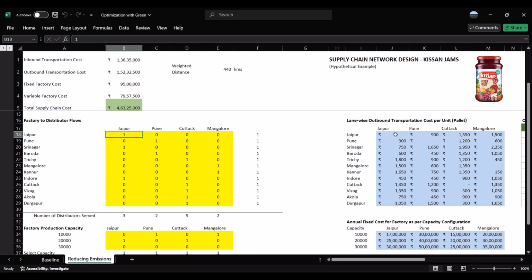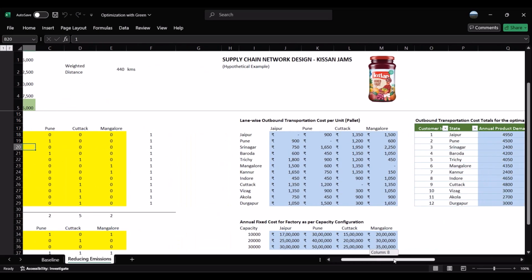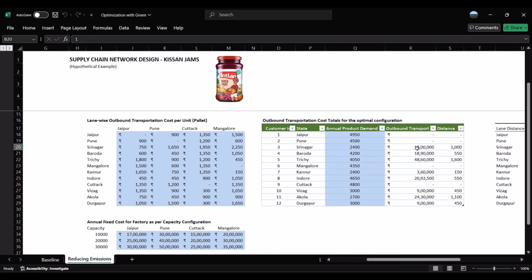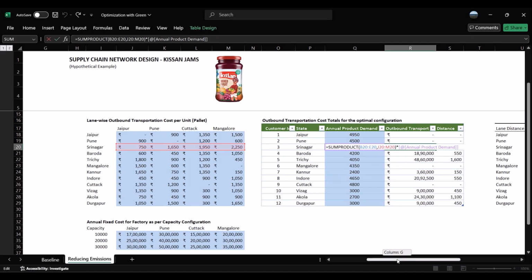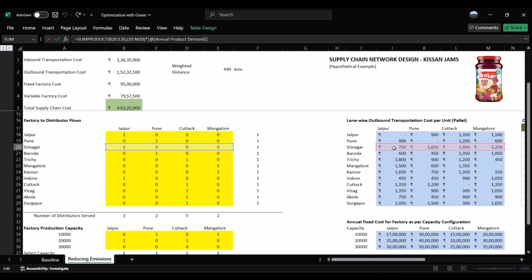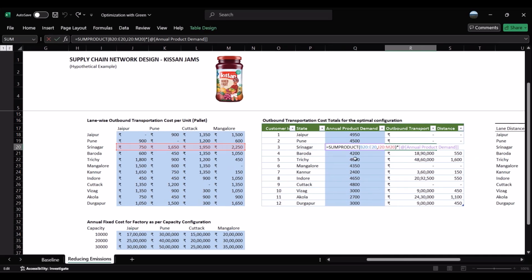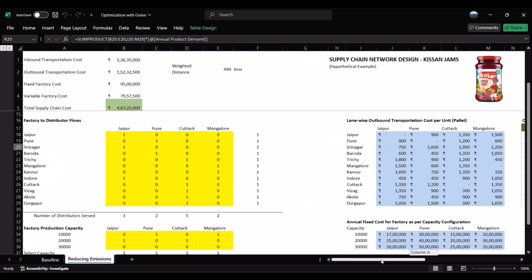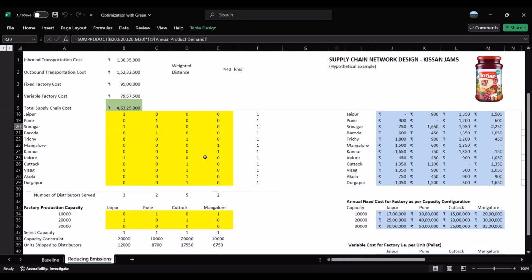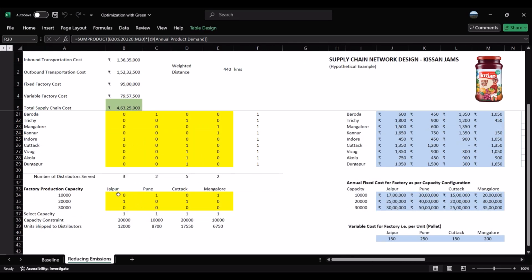In terms of the factory to distributor flows, Jaipur will obviously supply to Jaipur because it is in the same location and the cost is zero, technically speaking. And Srinagar, for example, let me take you through it. So if I scroll to the right, for Srinagar, the total transportation cost is 18 lakh rupees. How has it been derived? It is basically 750 is the cost which Jaipur will undertake, and 2,400 is the annual demand. So multiplying both, you get the 18 lakh of cost, and similarly other configurations have also been calculated accordingly.